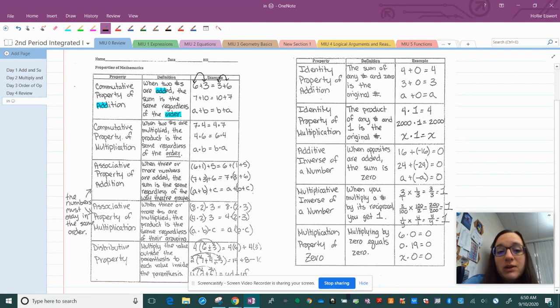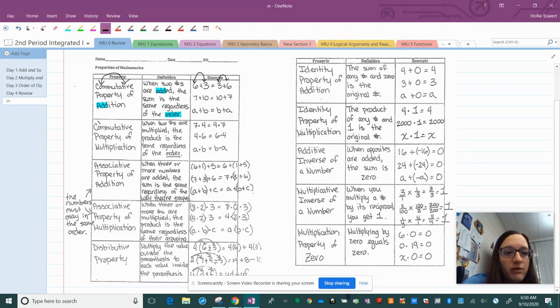Same thing with variables. A plus B is equivalent to B plus A. So there's our commutative property of addition. I like to draw the little arrows to kind of show that switcheroo. So it's kind of that helpful symbol that'll help us as we go through.